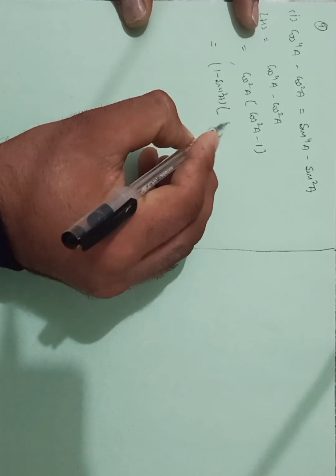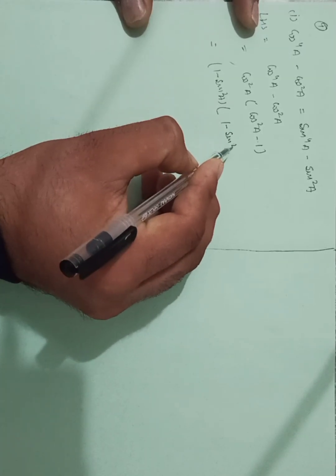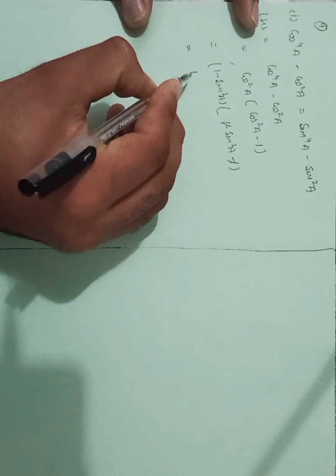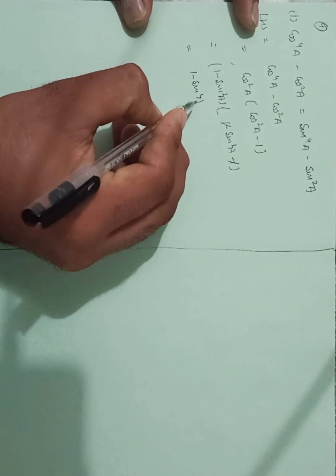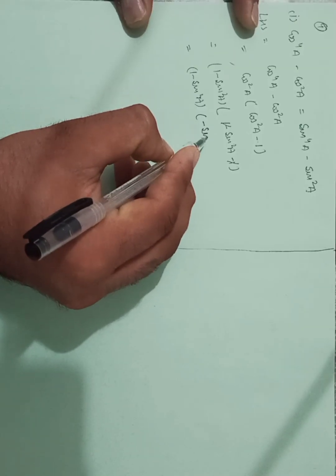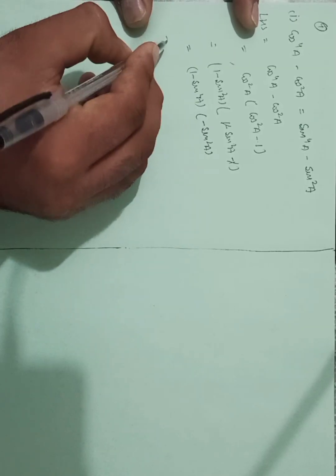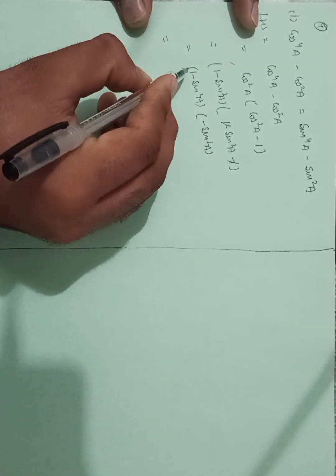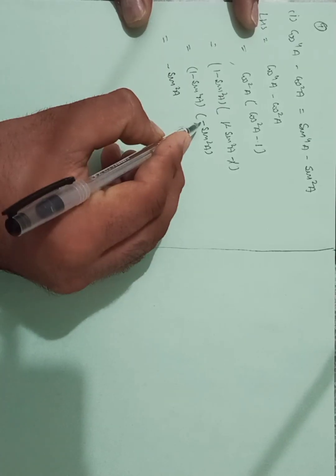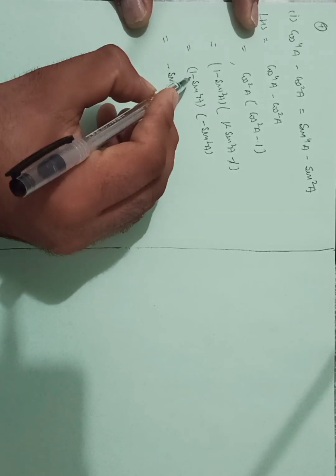Similarly, instead of this one, this will become 1 minus sine square a, and here we have minus 1. Minus 1 will be cancelled, so this will be 1 minus sine square a multiplied by minus sine square a. Okay, so this minus sine square a will be multiplied by 1, then it will become minus sine square a, and here we have minus and we also have minus.